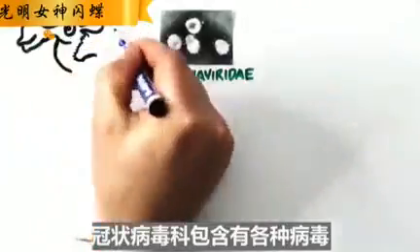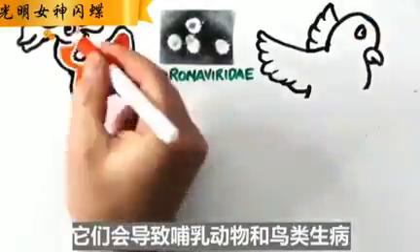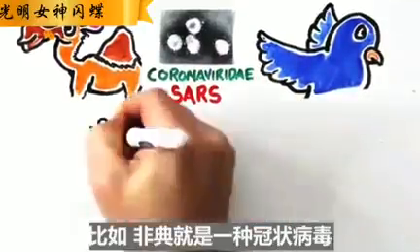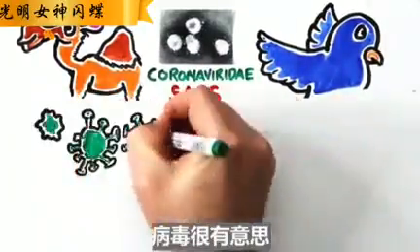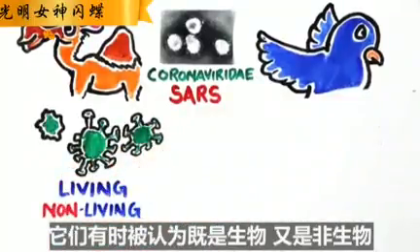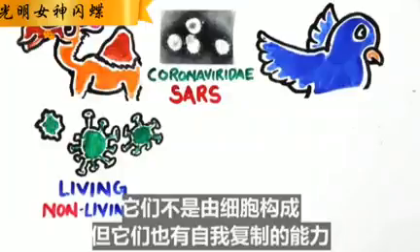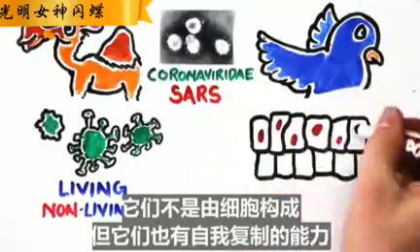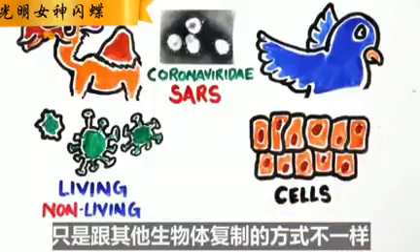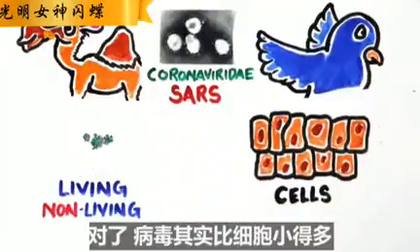Coronaviruses are actually an entire family of viruses that cause disease in mammals and birds. SARS, for example, was also a coronavirus. Now, viruses are interesting in that they are sometimes considered both living and non-living things. They aren't made of cells, but they do have the ability to replicate, just in a different way than other organisms. Oh, and they're actually much smaller than cells.